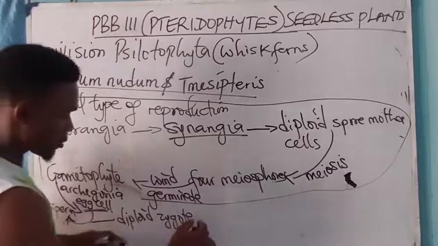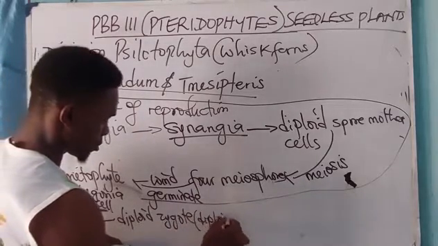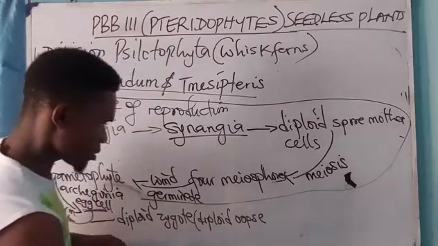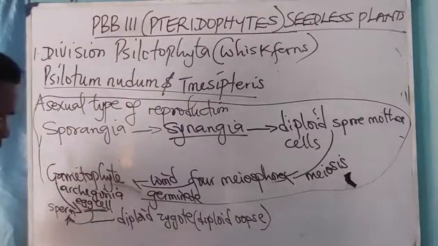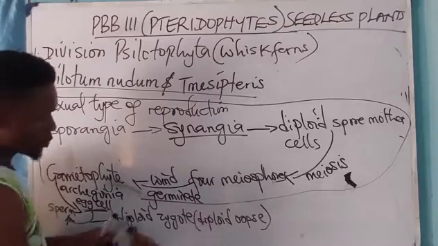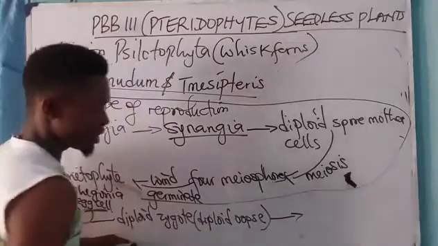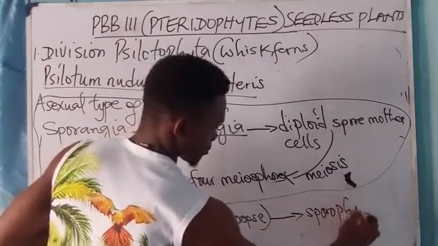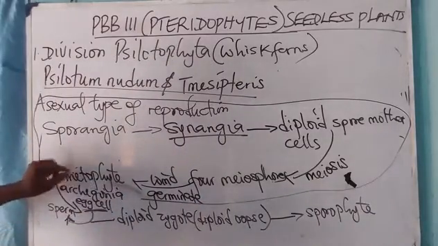This diploid zygote is sometimes called what? A diploid oospore. Now, this diploid oospore produced will develop and germinate to produce what? Sporophytes. Look at it. We stopped here.